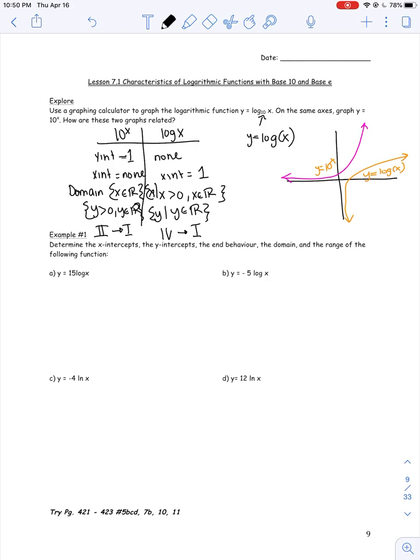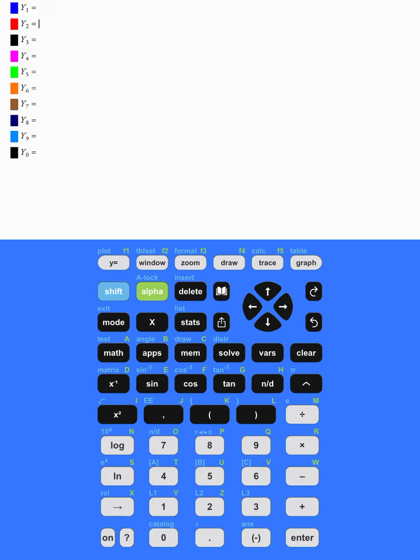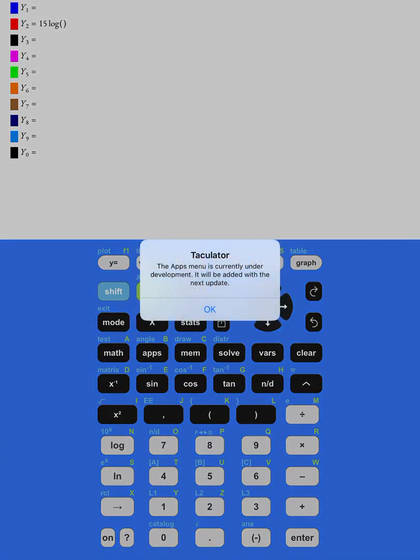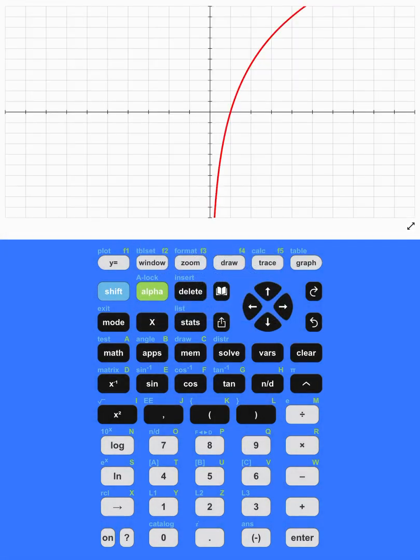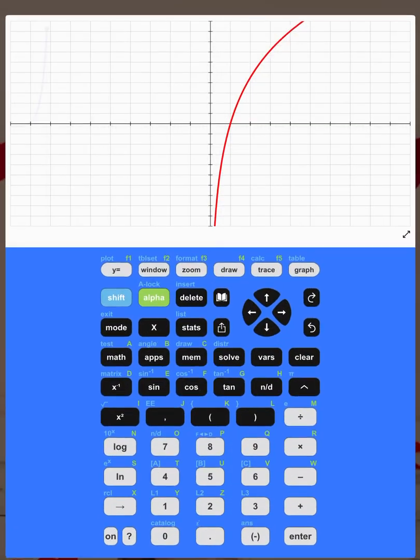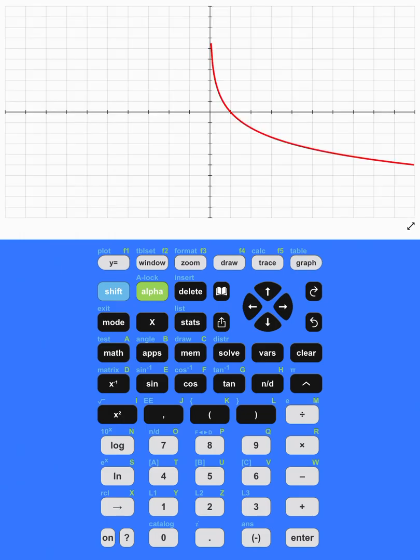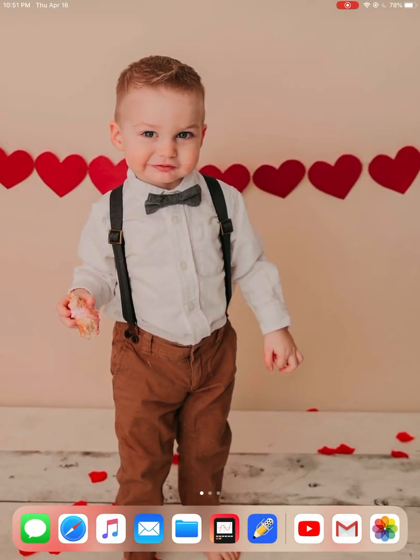For each of the following, we are going to graph them and just write the characteristics. So 15 log of x. As you can see, this one's increasing with the x-intercept being 1. So that's what it looked like. I'm going to sketch each one, and then we'll talk about each one individually. Now I'm going to go -5 log x. That one's decreasing.